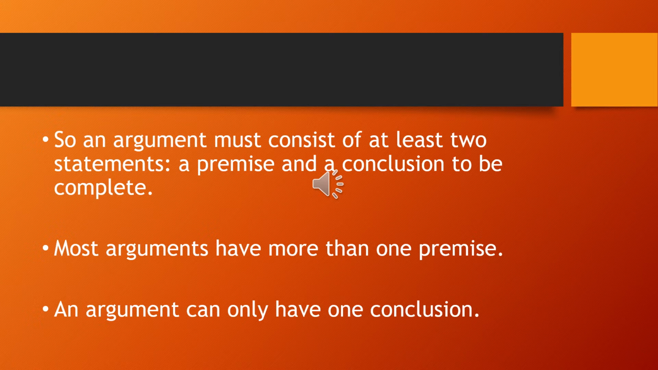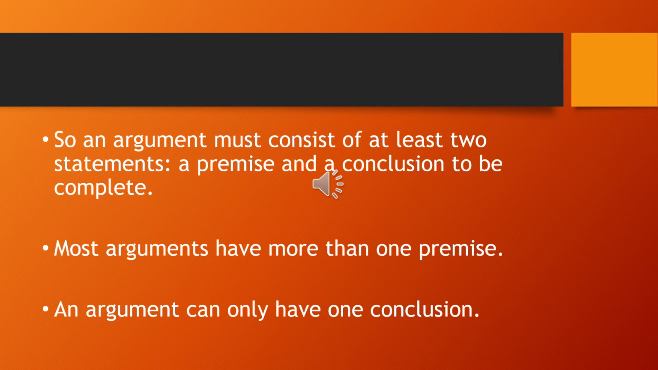Most arguments do, however, have more than one premise. And the reason is that most of the time when you have a complex conclusion, you're going to need more than one simple statement to support it. Now, an argument will typically have more than one premise. An argument, however, can only have one conclusion by its very nature.